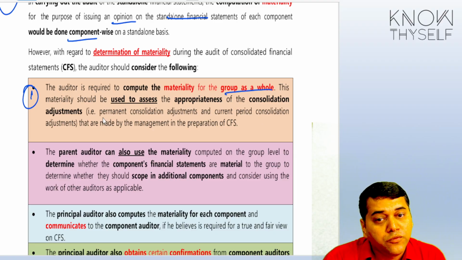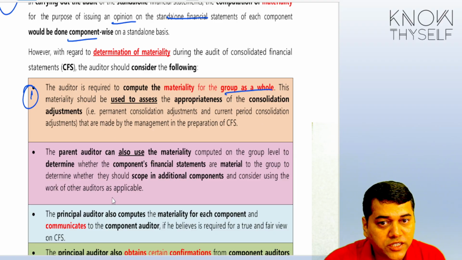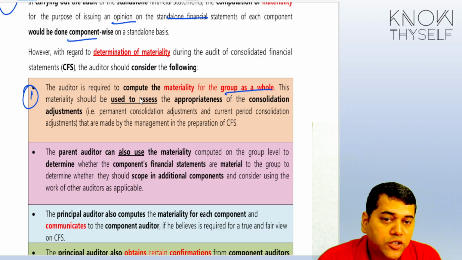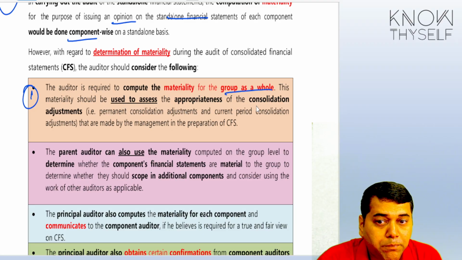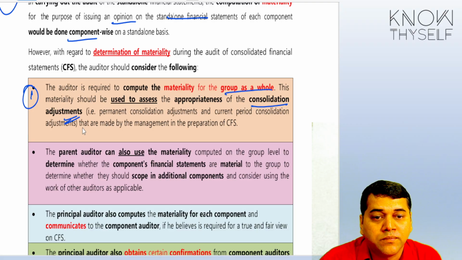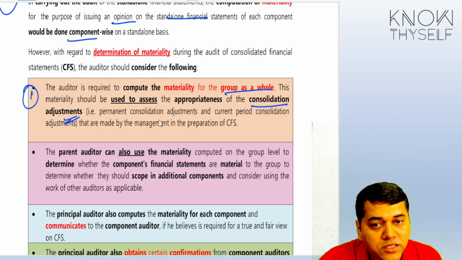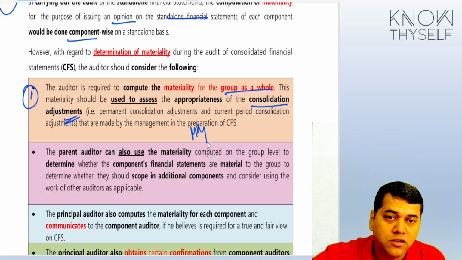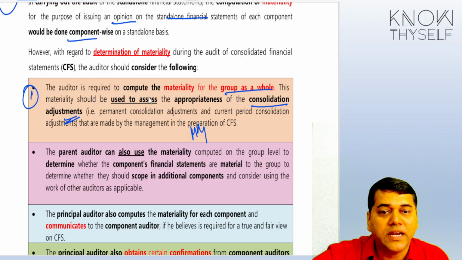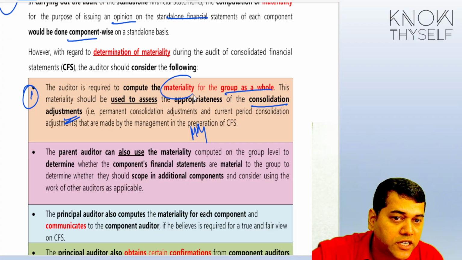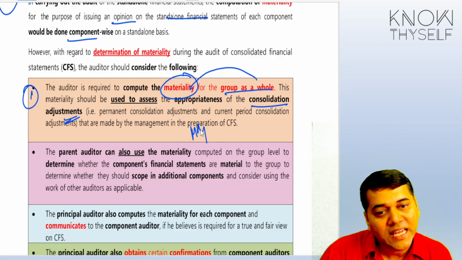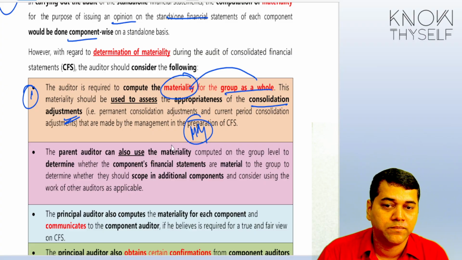Now, why? How can it be helpful to him? How can he use it? Okay, please note this. They can ask you one question: how can the auditor use it? He can use it to assess the appropriateness of the consolidation adjustments, like goodwill, intercompany elimination. If they make some mistake, is it a material mistake or is it not a material mistake? Should I leave some consolidations or should I not leave consolidation? So it can help me if I decide the materiality for the group as a whole, and if they make mistakes in consolidation adjustment, I can evaluate using group materiality.